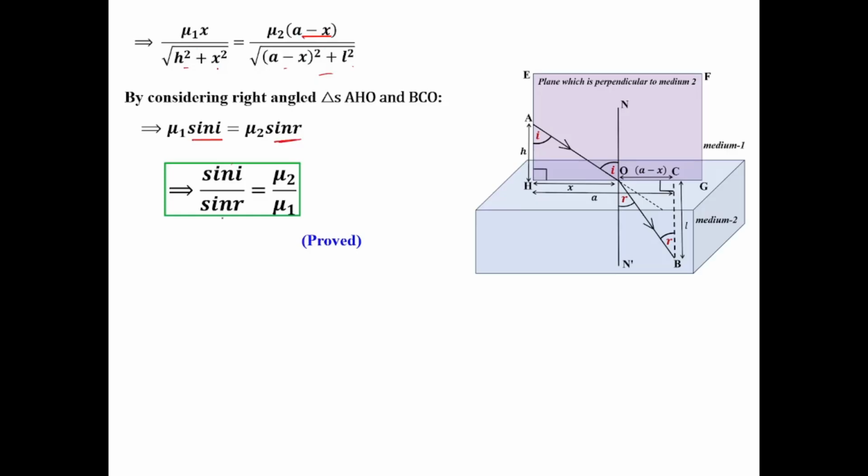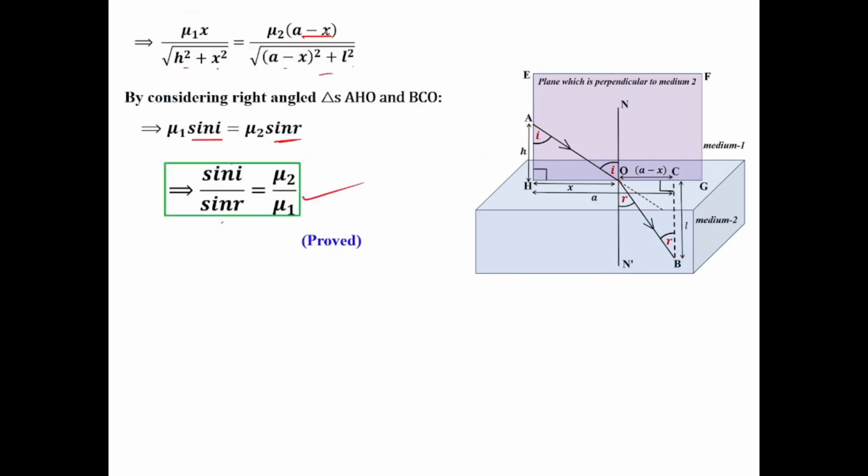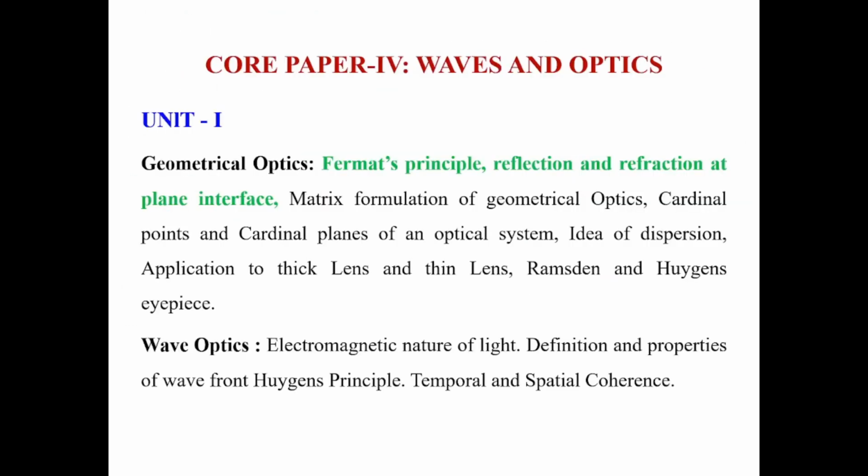That implies sin i by sin r equals mu2 by mu1. Hence proved whatever we intended to prove. This is your second law, also called Snell's law.